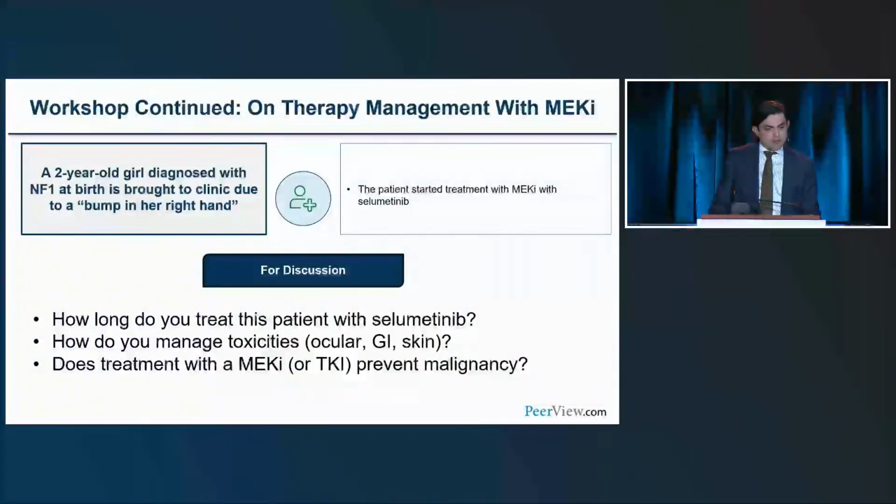Okay. Other points for discussion is how do you treat this patient, for how long, and how do you screen for toxicities and prepare the patient to start treatment? Does MEK inhibition or another TKI prevent malignancy? So in this patient, we decided to start selumetinib. It was a little bit an easier path because of its FDA approval to start that treatment. So we tried to teach her how to use the capsules. She learned how to use capsules and take them. So she started on selumetinib and has been on selumetinib for a few months now.